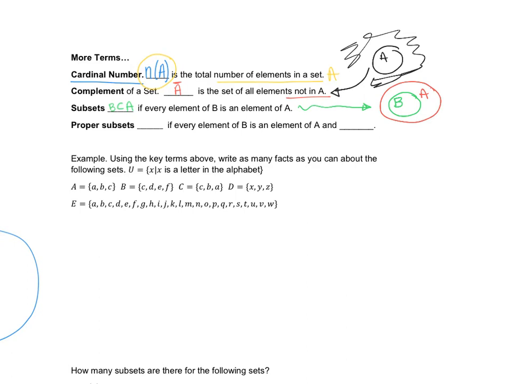Now a proper subset, and actually I need to go back to the last one, a subset could be equal, so they'll often put that little line under it, just like less than or equal to, it's similar to that. A proper subset is when you don't have that line, and so there's no way that they could be equal. So it's every element of B is an element of A, and at least one element of A is not in B, because we're saying that they're not equal.